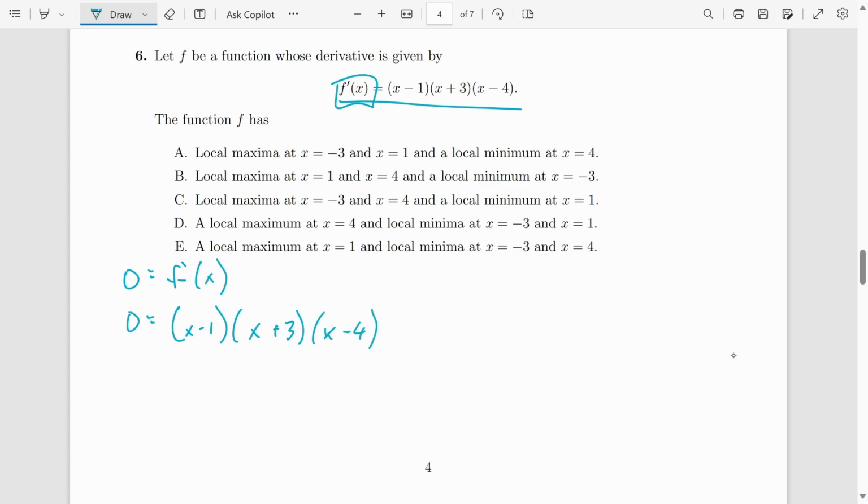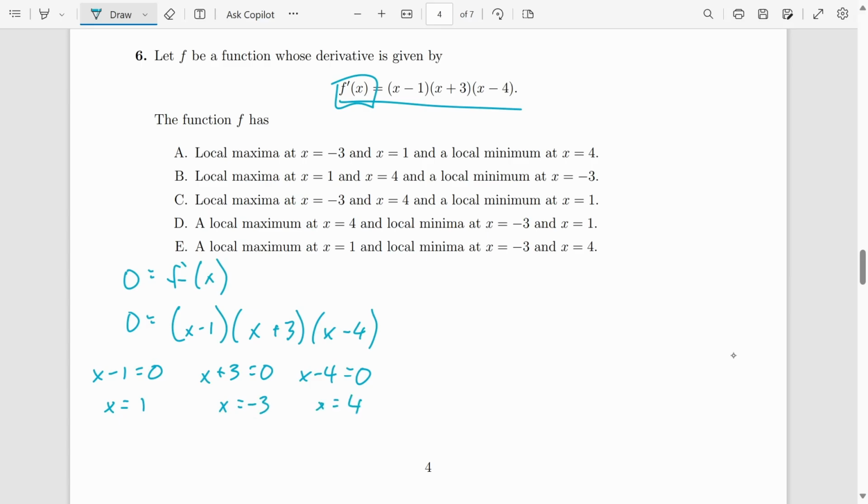Now we need to solve for x, so we can go ahead and split this into three separate equations. So the first one's going to be x minus 1 equals 0, then we've got x plus 3 equals 0, and then finally x minus 4 equals 0. So we've got these three equations. We can just solve each of them independently to find all of our critical points. So the first one, x equals 1. Second one, x equals negative 3. And the third one, x equals 4.